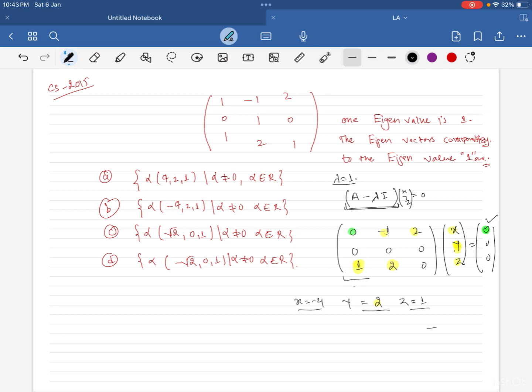So this is the solution for this system of equations, right? And this will be your eigenvector corresponding to lambda equal to 1.